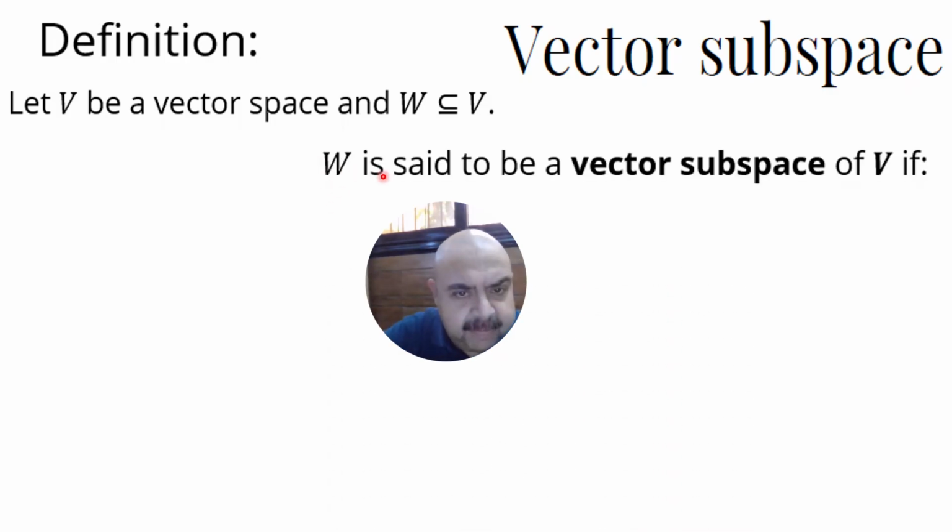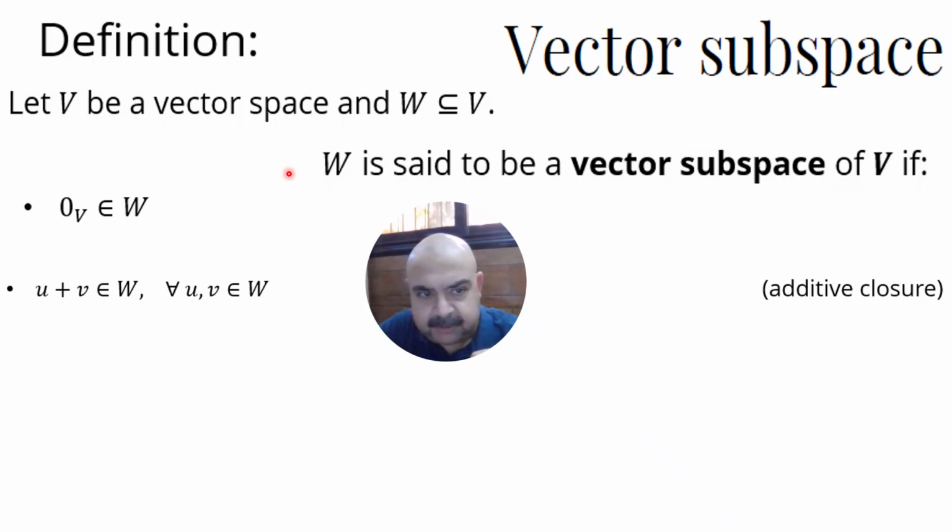We say W is said to be a vector subspace of V if I have 3 conditions. The first condition: the origin which belongs to W must be the origin of V. So you don't have 2 origins. The origin of the subvector space should be the origin of the vector space.